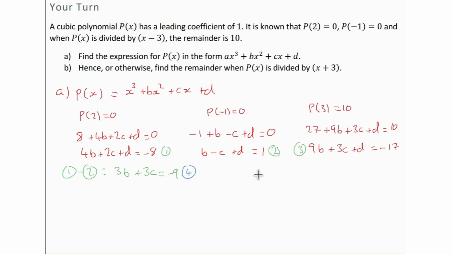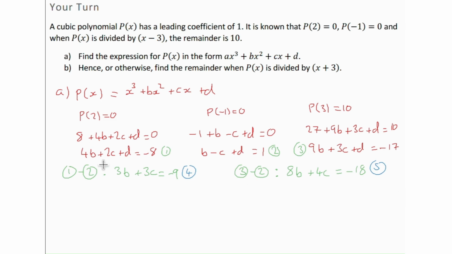And then I'm also going to do 3 minus 2. 9b minus b is equal to 8b. 3c minus c is plus 4c. These cancel. Minus 17 minus 1 is equal to minus 18. And I'm going to call that equation 5. And I'm now going to solve these two simultaneously.